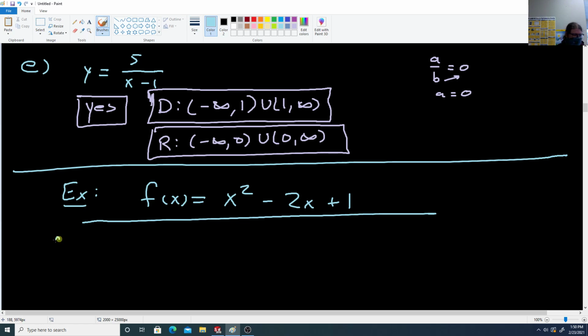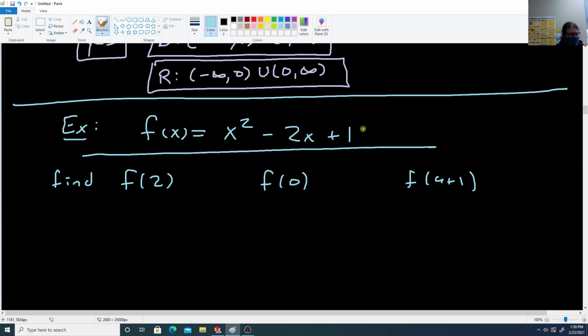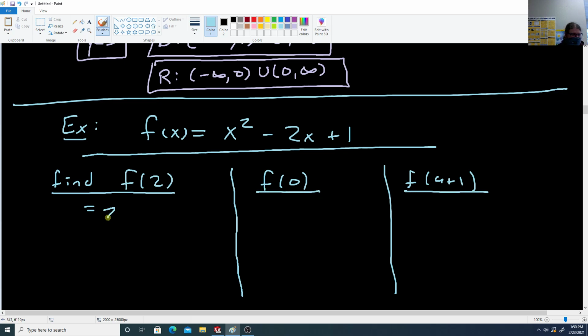They want us to find, for that function, f of 2, f of 0, and f of a plus 1. So for f of 2, all you're going to do is replace the x's in the function with 2's. So this is going to be 2 squared minus 2 times 2 plus 1. 2 squared is 4. This will be 4 minus 2 times 2, which is 4, plus 1. 4 minus 4 cancel, and we get 1 back.